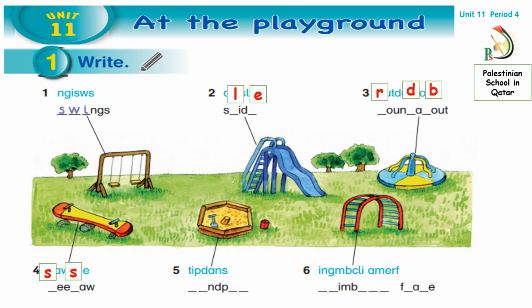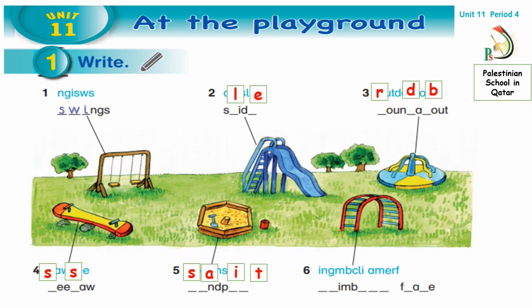Number five, what is it? It's what? The sand pit. Excellent, sand pit. How do you spell sand pit? Can you write the missing letters? Yes. Now check your answer. S-A-N-D-P, then I. T, sand pit.